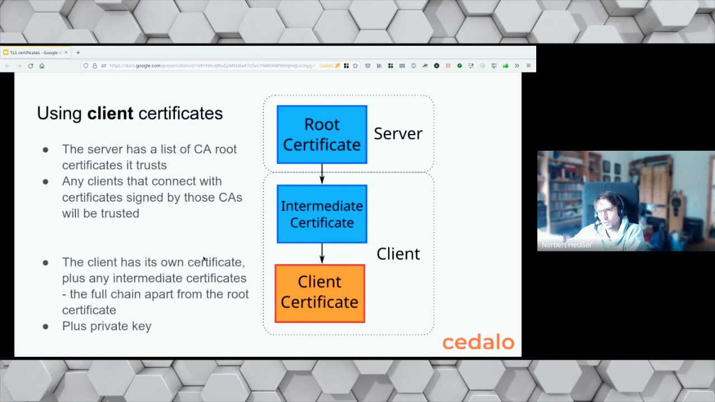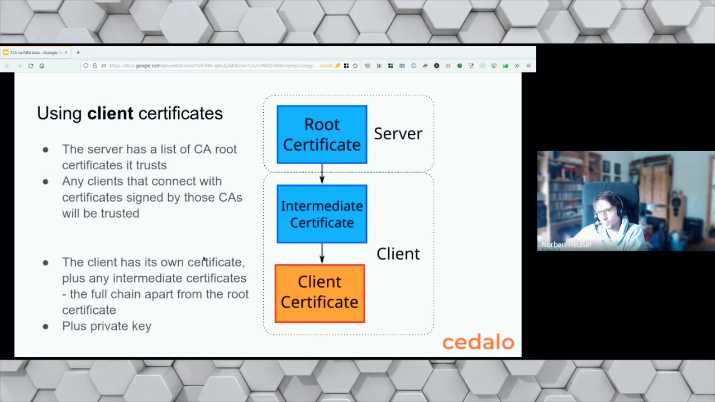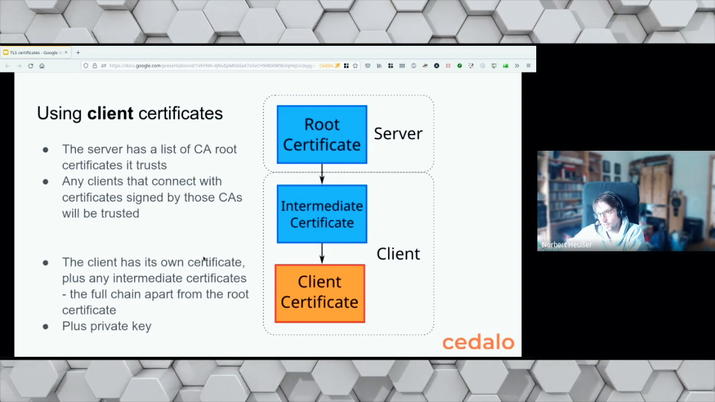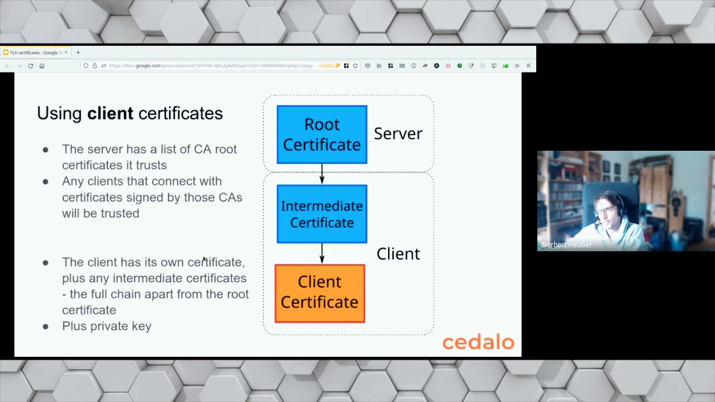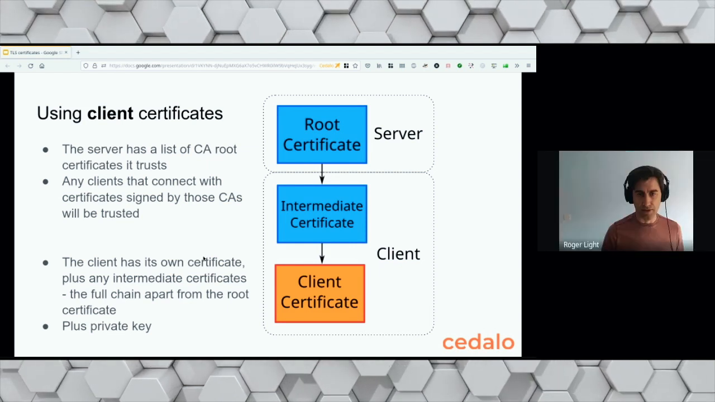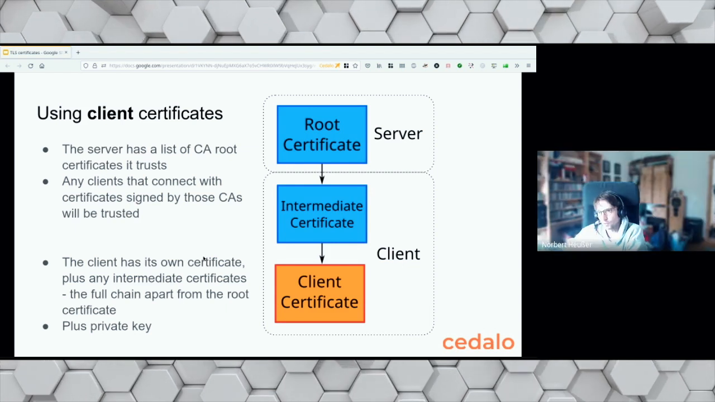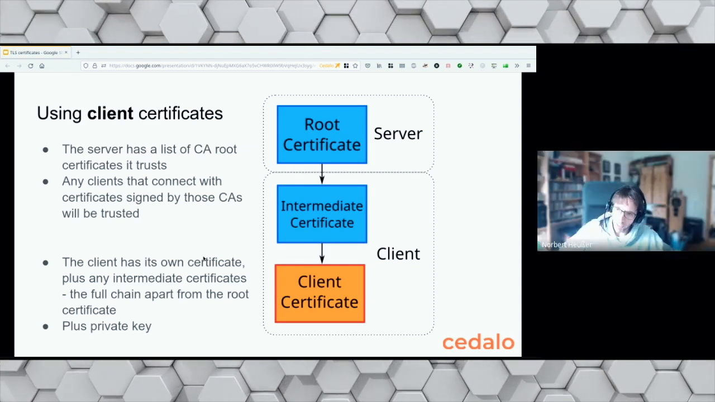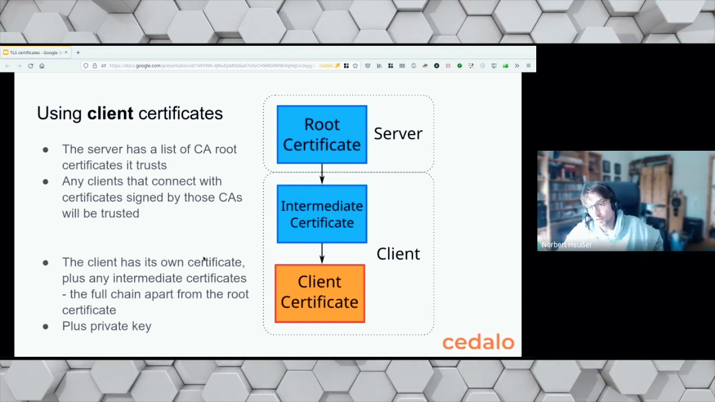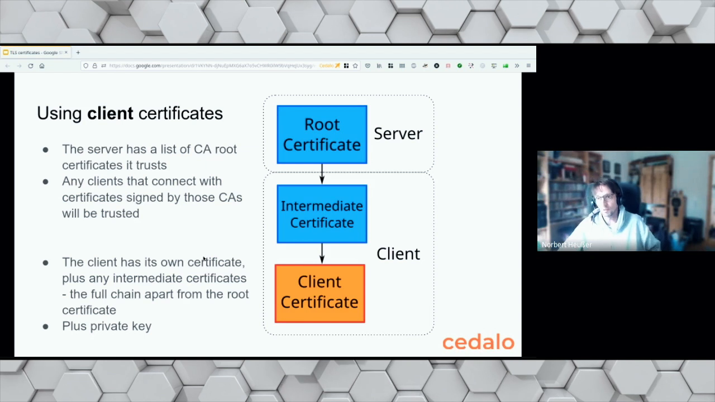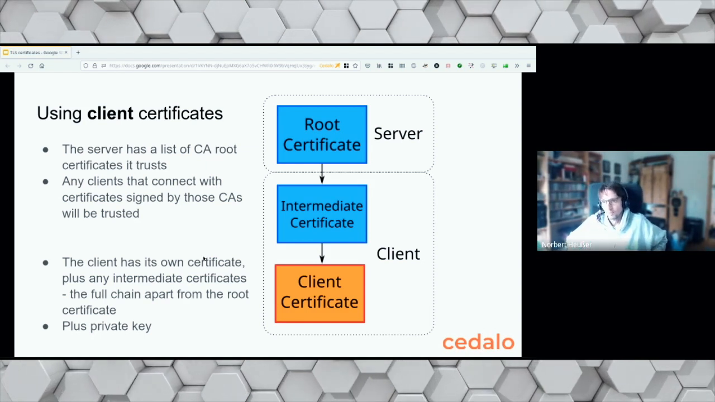What is not shown here in the picture is that the key for this intermediate certificate is also kept on the server. That's never handed out to the client, right? Yes, because that's secret. So you hand out the intermediate certificate to the client together with the client certificate and the private key for the client if you have created it, but you keep the intermediate certificate key on your server and never hand it out. Yeah.